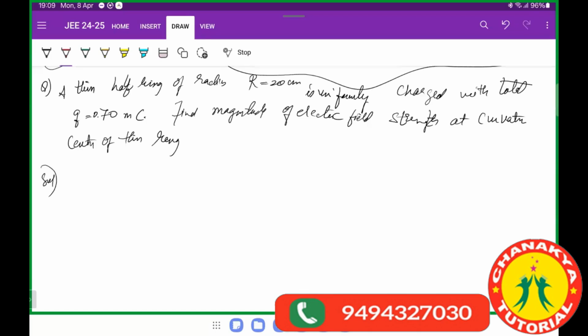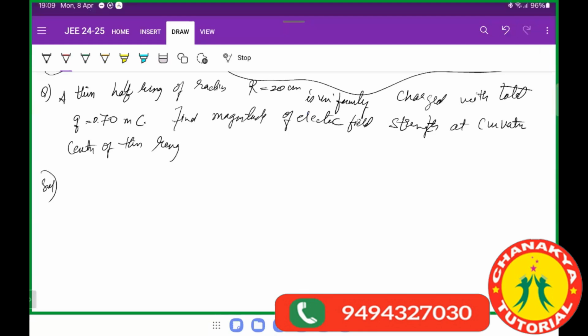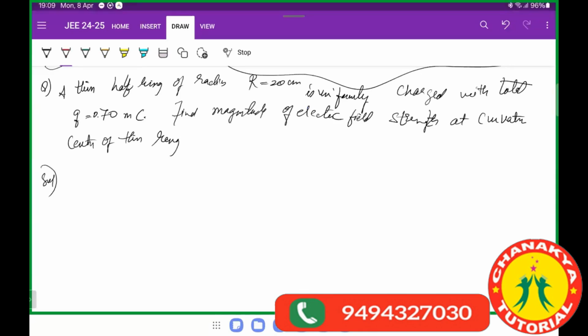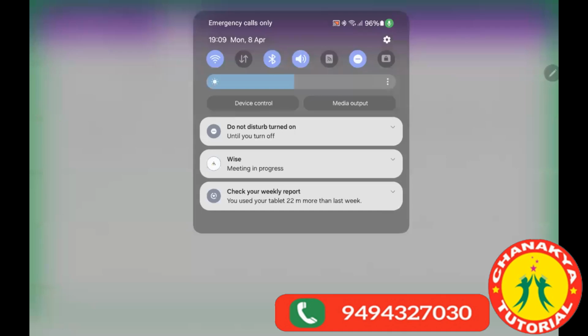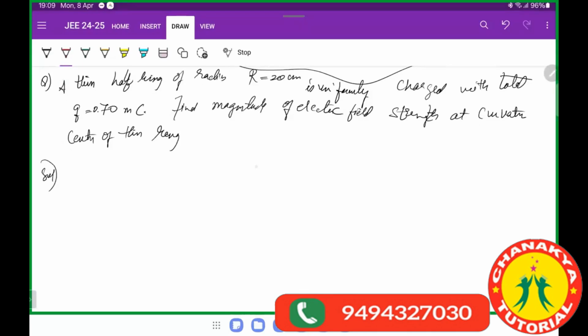Okay. Chandana, are you there? Yes, sir. Okay, so how will we solve this, by the way? There is a half ring. Okay, so let's draw the half ring first. So we should use the formula of arc, right? Yeah. So, half ring.